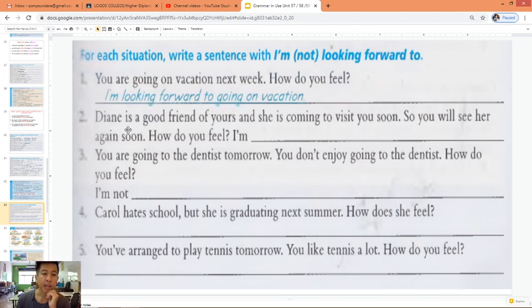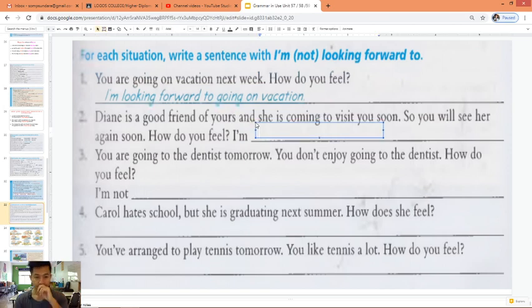Number two, Diane is a good friend of yours, and she's coming to visit you soon. So you will see her again soon. How do you feel? So you probably are excited to see her. I'm looking forward to seeing her. Or you can say, I'm looking forward to seeing Diane. It's up to you. But "her" is Diane.